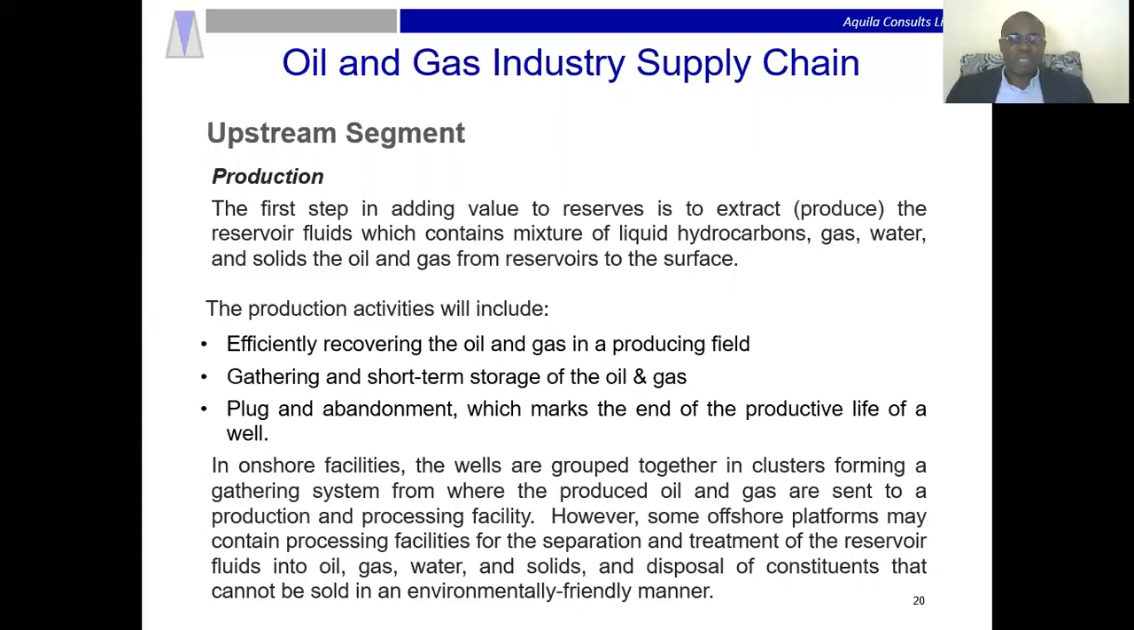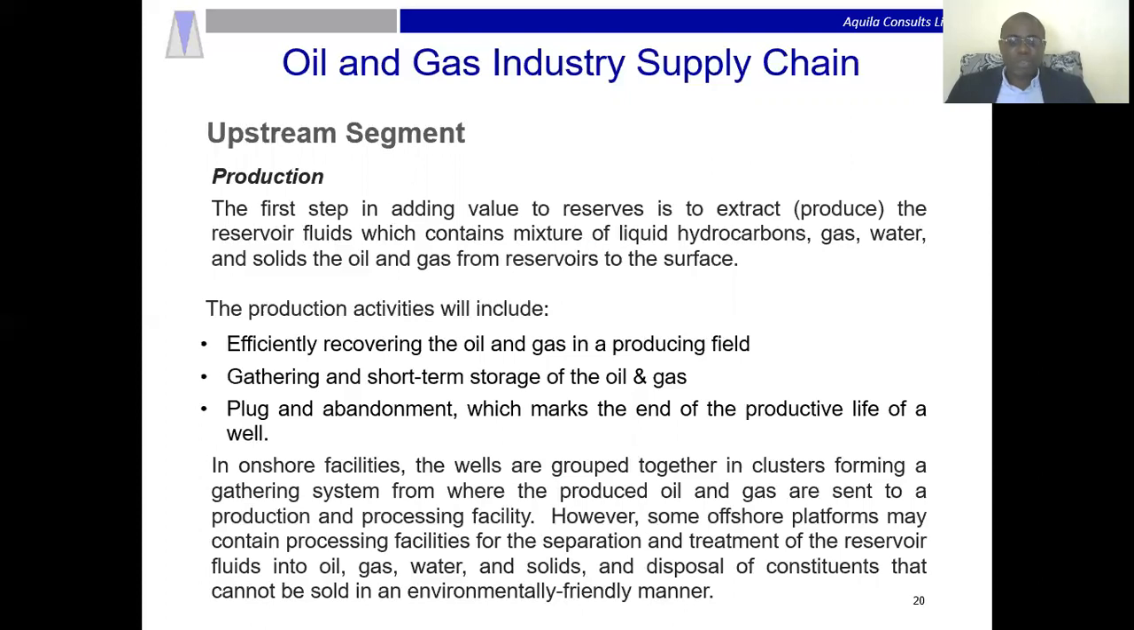And the activities here would include efficient recovery of the oil and gas from the producing field, gathering and short-term storage of the oil and gas, and when the life of the field is exhausted, or all the oil and gas has been taken, you have to plug and abandon the field. So these are part of the production activities.